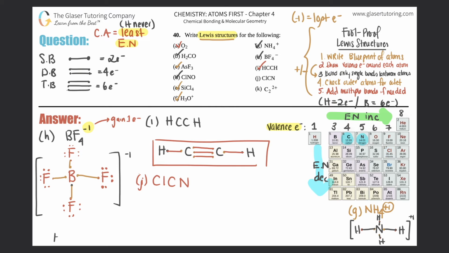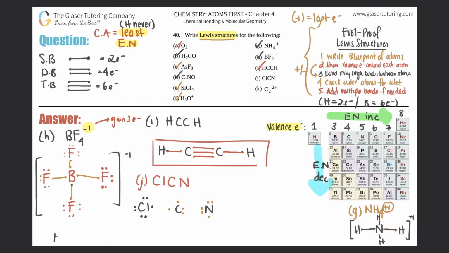Let me just get rid of that. Okay, so we have Cl, C, and N. So I'm going to put 7 around chlorine: 1, 2, 3, 4, 5, 6, 7. I'm going to put 4 around carbon: 1, 2, 3, 4. And I'm going to put 5 around nitrogen: 1, 2, 3, 4, 5.